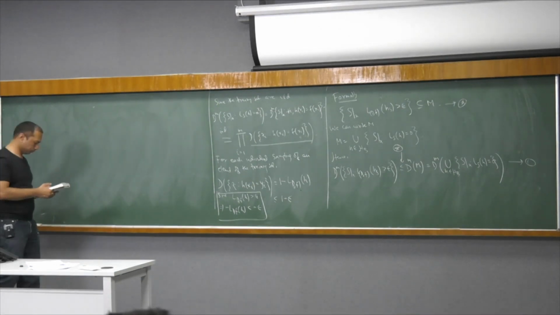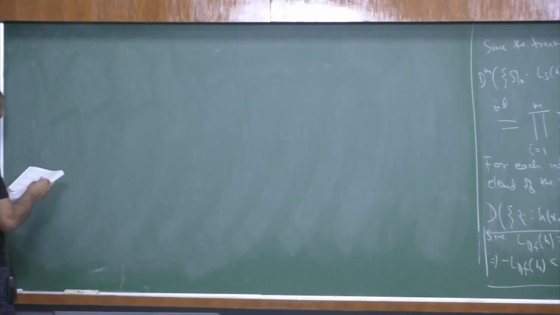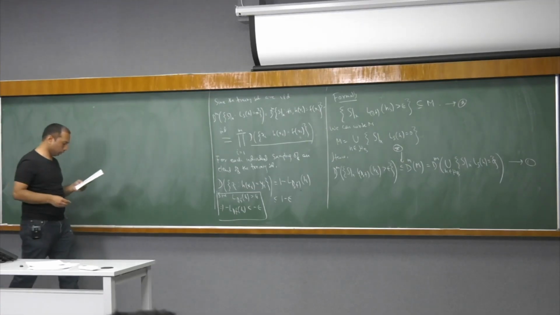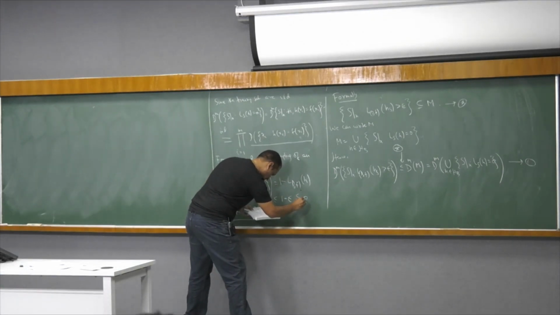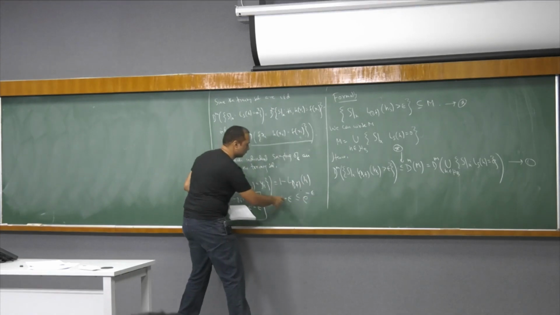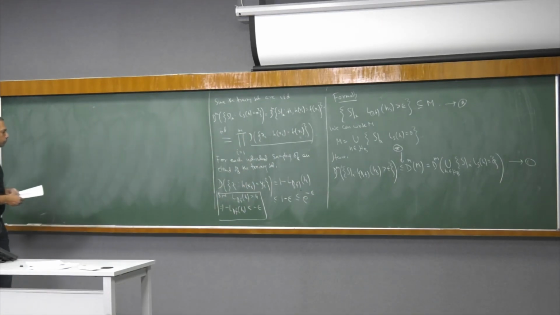Okay, so now this implies, and 1 minus epsilon is less than or equal to e to the minus epsilon. Okay, so this is an inequality result. You can try to prove it if you want. So 1 minus epsilon is always less than or equal to e to the minus epsilon.